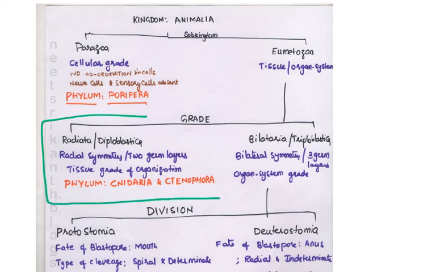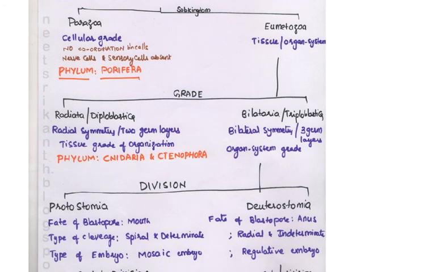Let's close this area. Then we move with grade Bilateria in the further classes. Grade Radiata or Diploblastica has radial symmetry, two germ layers, and tissue grade of organization. So those properties go to this particular phylum. Phylum Cnidaria and phylum Ctenophora are with radial symmetry, 2 germ layers and tissue grade of organization. And all the animals of grade Bilateria are with bilateral symmetry, organ system grade of organization and 3 germ layers.